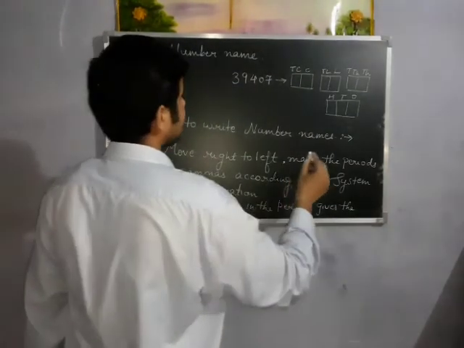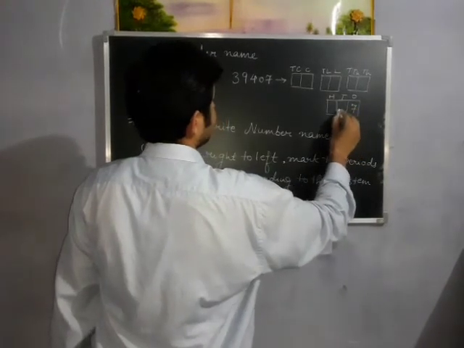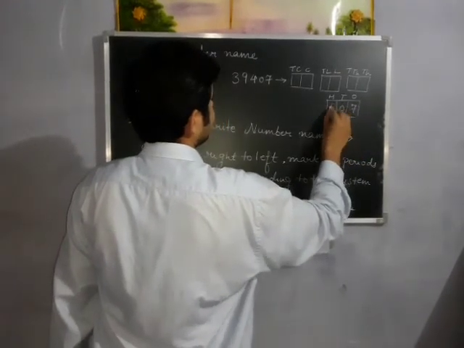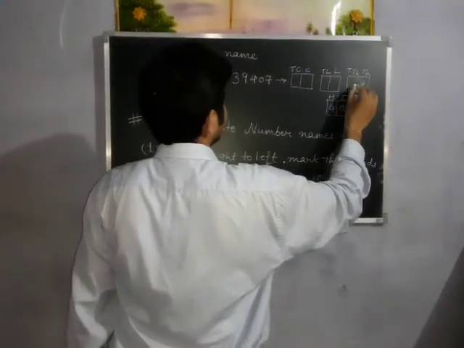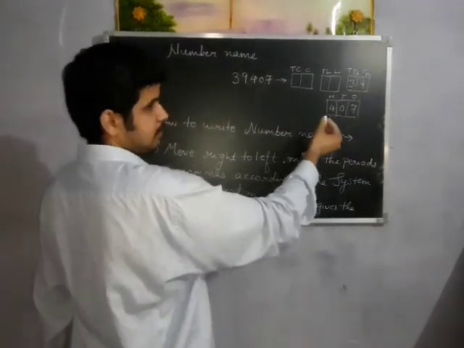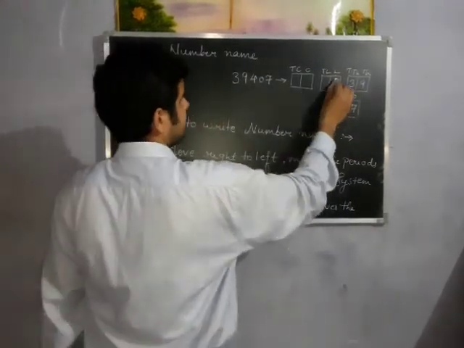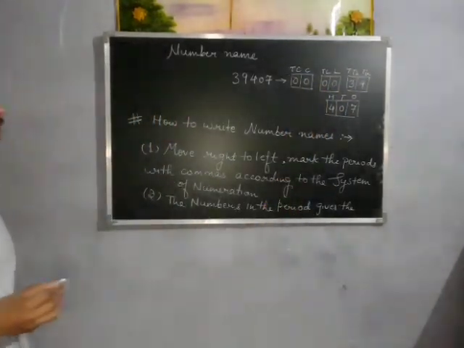Now I am filling the digits. At ones it is 7, at tens 0, at hundreds 4, at thousands 9, at ten thousands 3, and other vacant places in the periods we will mark 0.